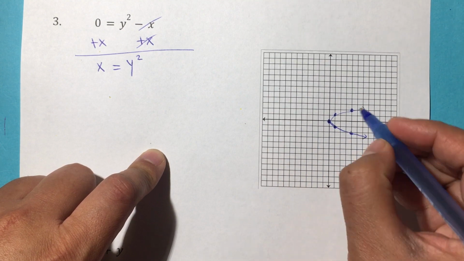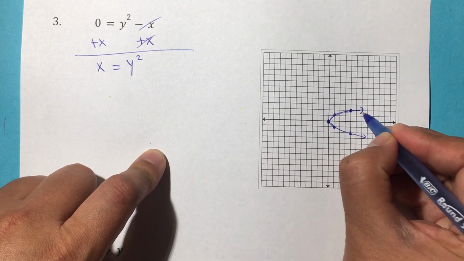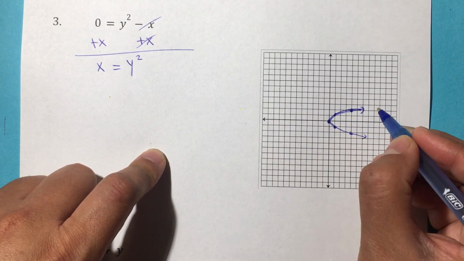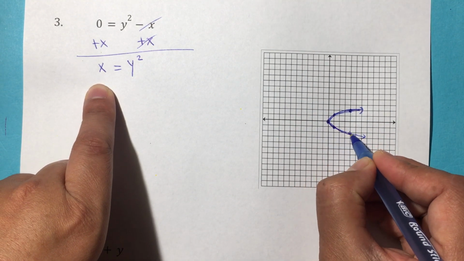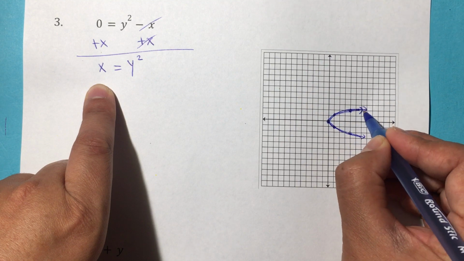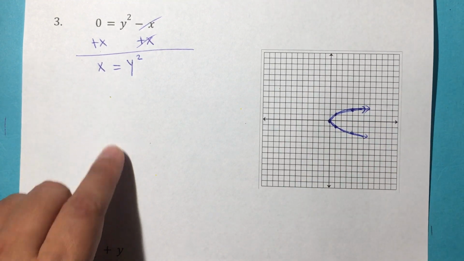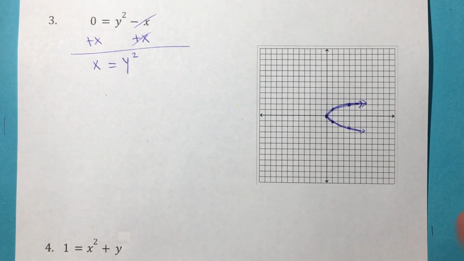And that's my graph. Again, if x is isolated, then the graph, or the parabola, is hugging the x-axis, okay? And that's just our mother graph, basically.